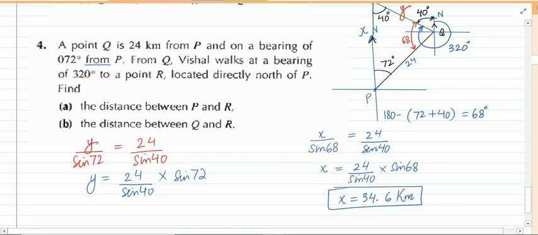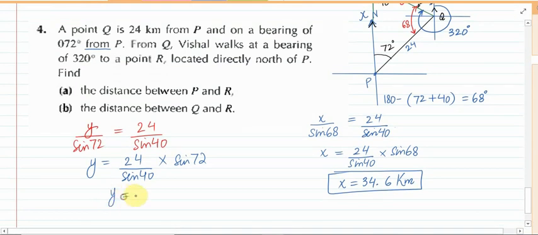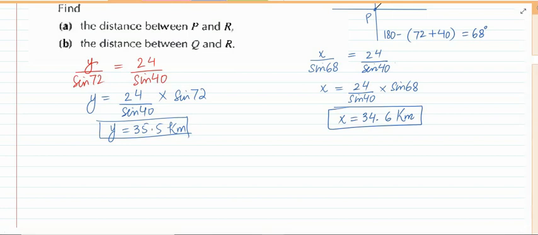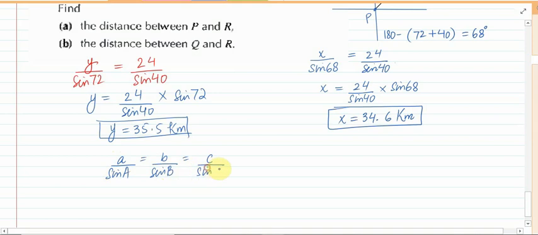You need to simplify it. Sine 72 multiplied by 24 divided by sine 40. It's 35.5 and that is the distance. Right, that is your final answer. If you faced a problem in the law of sine, let me remind you its working formula says a divided by sine A is equal to b divided by sine B is equal to c divided by sine C, and that formula we applied in this question.